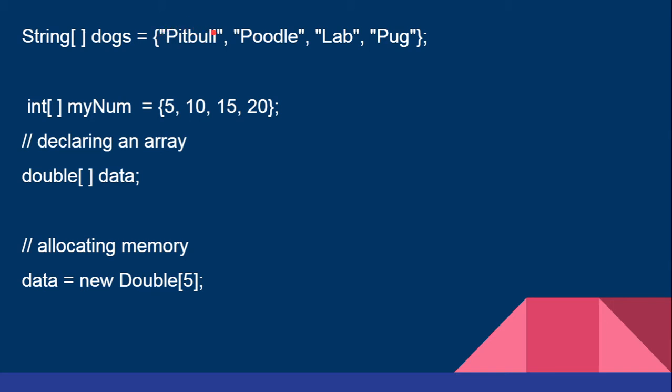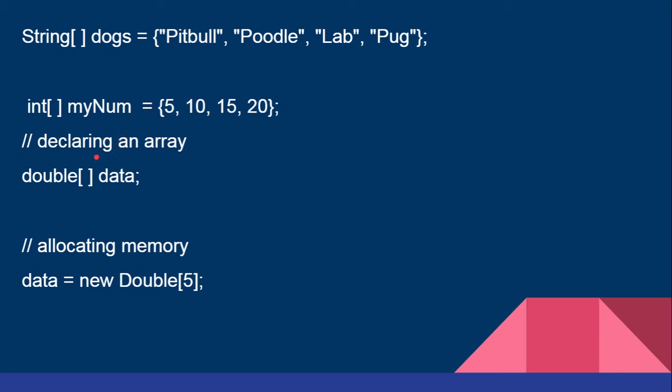And now it is an integer array, int myNum is the name of the array, and it contains 4 elements: 5, 10, 15 and 20. So these have to be separated by a comma to say that it is the next element. Now here I have declared a string array called dogs and an integer array called myNum with some elements. And now how to declare the array.